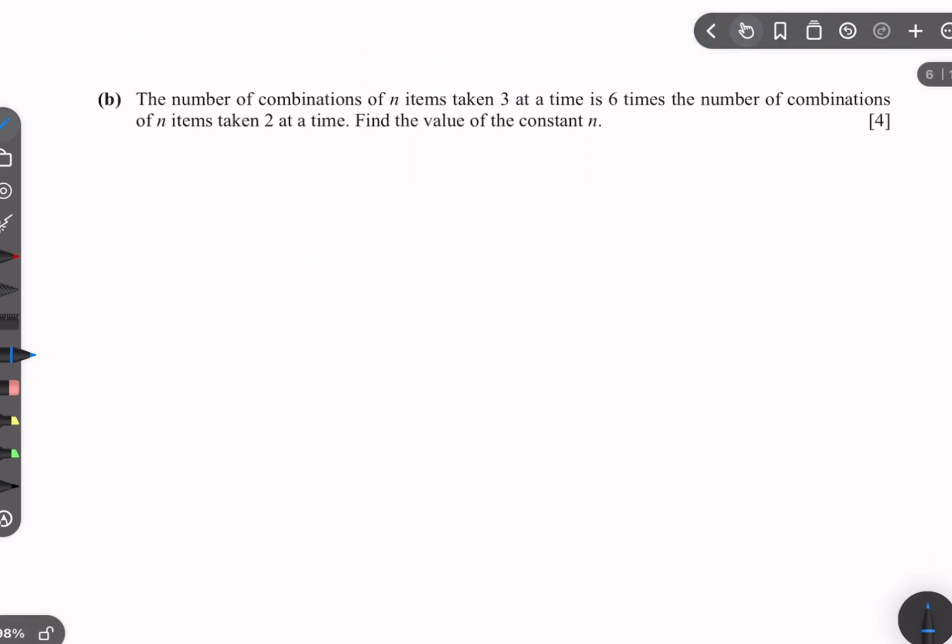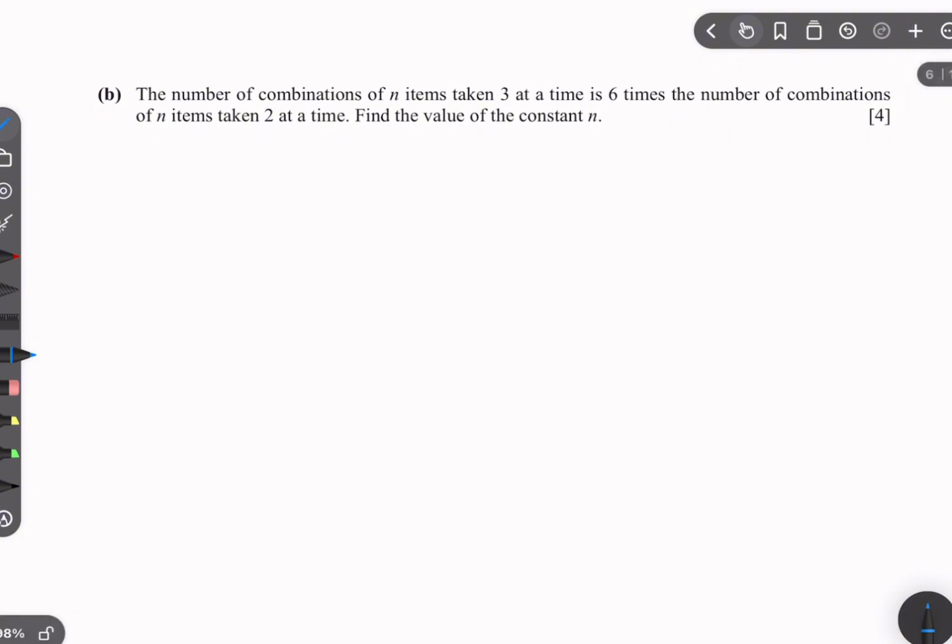Part B. The number of combinations of n items taken 3 at a time is 6 times the number of combinations of n items taken 2 at a time. Find the value of the constant n. Okay, so we can form an equation from this question to find the n value. So the first part of the question is this.